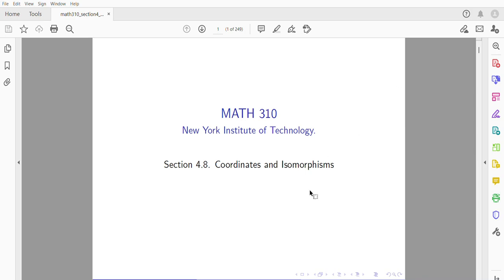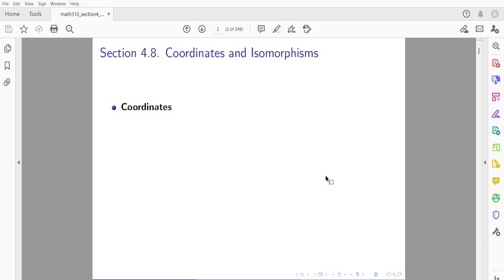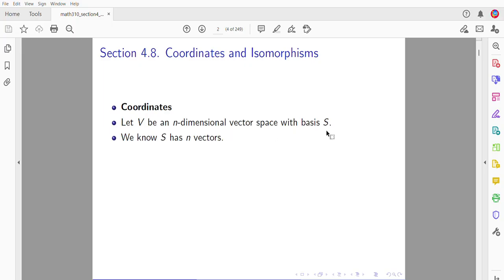Welcome back. Section 4.8, Coordinates and Isomorphisms. Coordinates. Let V be an n-dimensional vector space with basis S. That is, S will have n vectors. You know that in every n-dimensional vector space, every basis will contain n vectors. In particular, you have fixed a basis with n vectors. Let those vectors be v1 through vn.